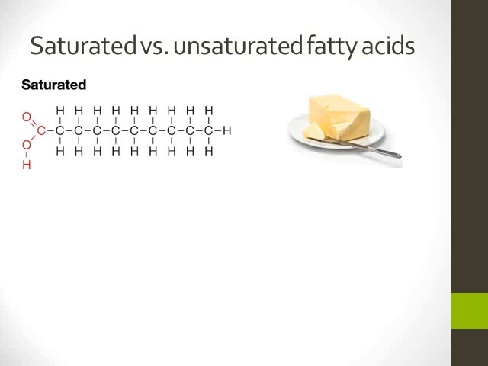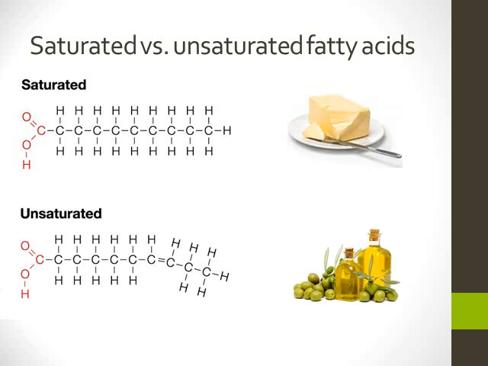Saturated means that it is filled to capacity with hydrogen atoms. So we can see here that there are no double bonds. So it is fully saturated, or it is full of hydrogen. An unsaturated fatty acid, on the other hand, has at least one point where it is not full of hydrogen. So we can see here that there's a double bond, making this unsaturated. I have pictures here to demonstrate that a saturated fat is going to be solid, and an unsaturated fat is usually going to be liquid because it is not full of the hydrogen.